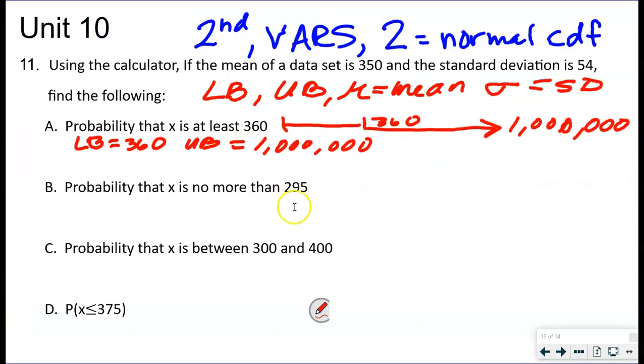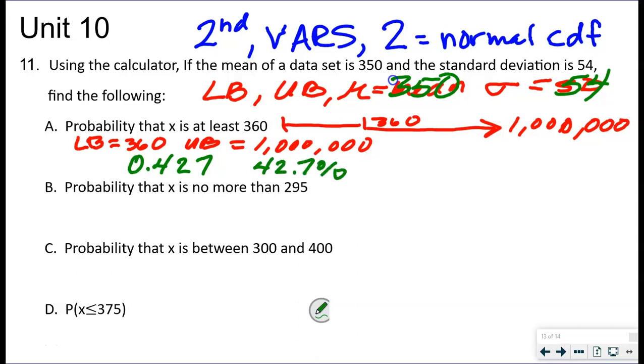Okay. So then that means the answer to this particular problem, when we put in lower bound, upper bound, and remember we had our mean, which was 350, right? And we had our standard deviation, which was 54. Okay. So those are all the values we're going to put in, and then the answer we got was 0.427, which would be 42.7%.